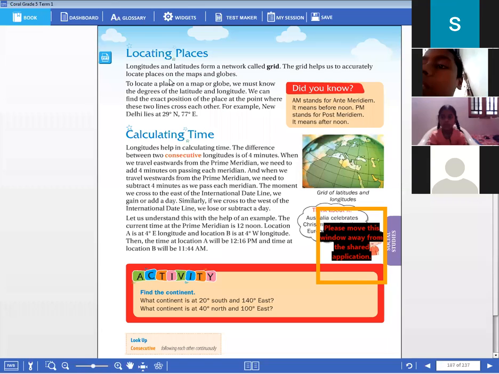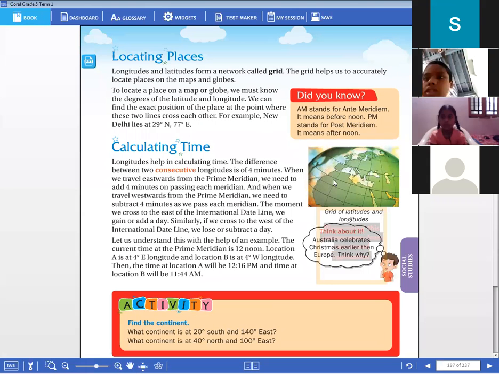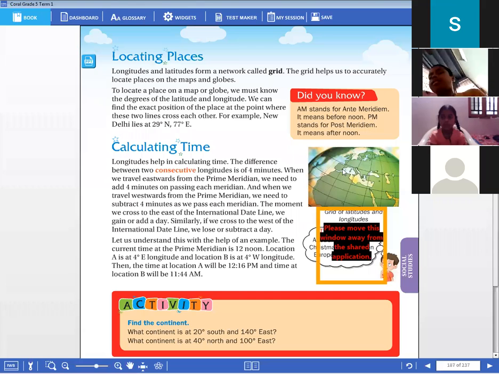Longitudes and latitudes form a network called a grid. See here, children, if you observe this picture, you can see a number of lines combining. From far away, you can observe it as a net-like structure. So this is called a grid, G-R-I-D, children. The grid helps us to accurately locate a place on a map and a globe. Accurately means perfectly, in a map or in a globe.